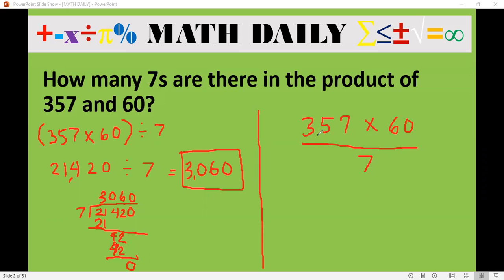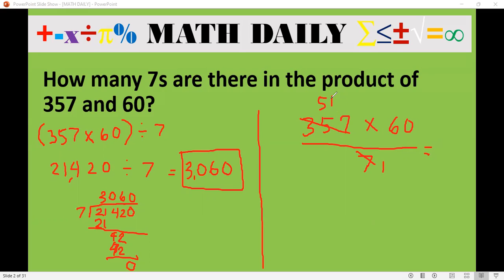As you observe, the 60 cannot be divided by 7. They are not compatible numbers, while the 357 is obviously compatible with 7, because 357 when divided by 7 gives you a number which has no remainder, and that is 51. So if you divide 357 by 7, the answer is 51. The 7 now, when divided by 7, is also equal to 1. So our problem is simply down to 51 times 60.